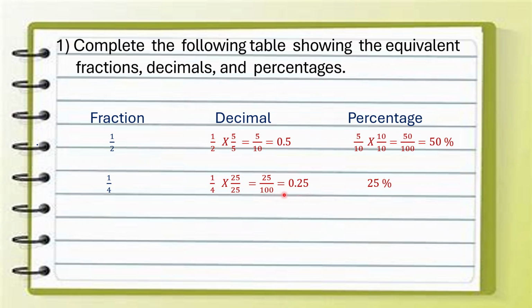Now let's convert into percentage. Already this is 25 by 100, right? So directly we can write it as 25 percentage. Percentage means what? The denominator should be 100.